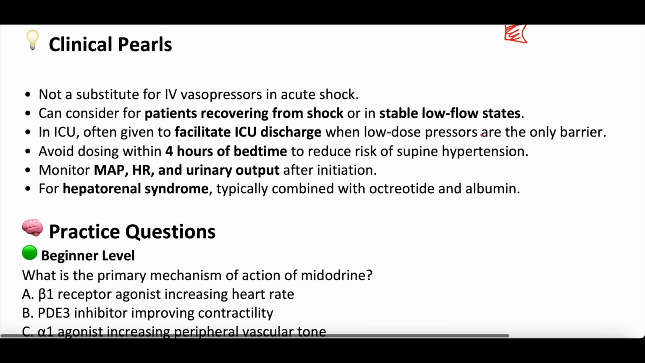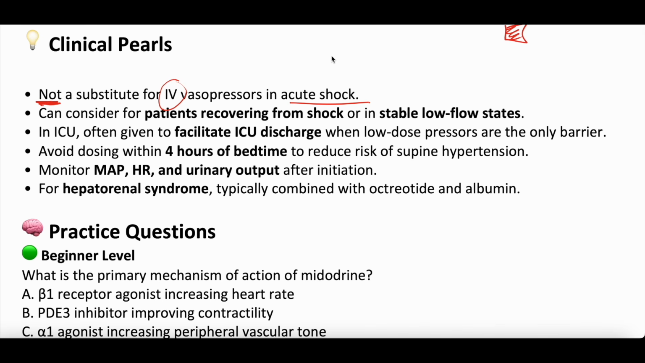So what are some clinical pearls just in general before we get into the practice questions? Well, Midodrine is not a substitute for intravenous vasopressors in acute shock. Midodrine is not a treatment for acute shock. We want to repeat that. We want to drive that home. Midodrine is not a treatment for acute shock, right?